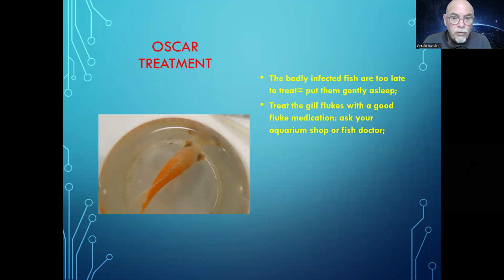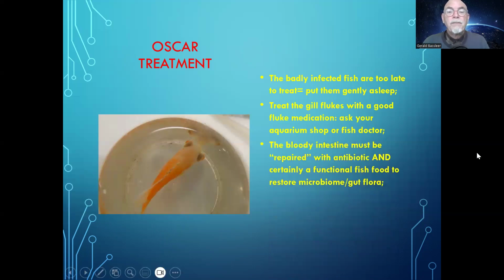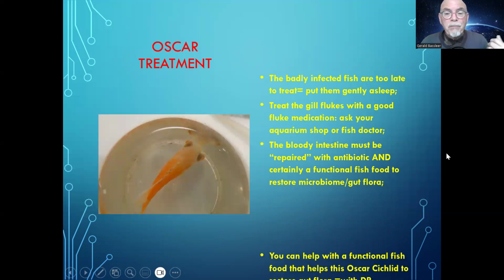You have to treat the gill flukes with a good fluke medication. Some people use praziquantel. That can help. Ask your aquarium shop or your fish doctor. They might have good products available. The bloody intestine must be repaired, and usually to control those bacterial infections, you have to use an antibiotic. But the gut is infected, the microbiome is also damaged, and certainly you have to use a functional fish food to restore the microbiome, the gut flora, with probiotics and prebiotics.